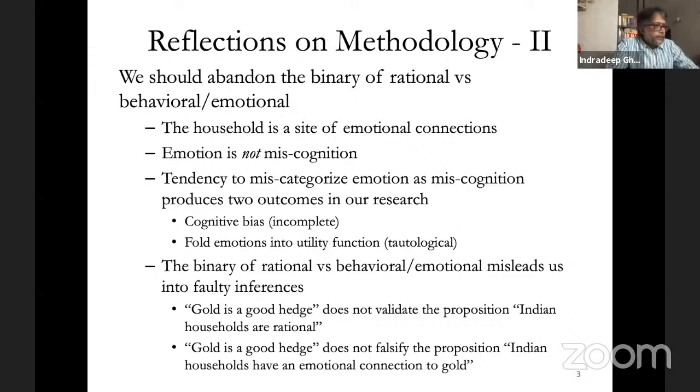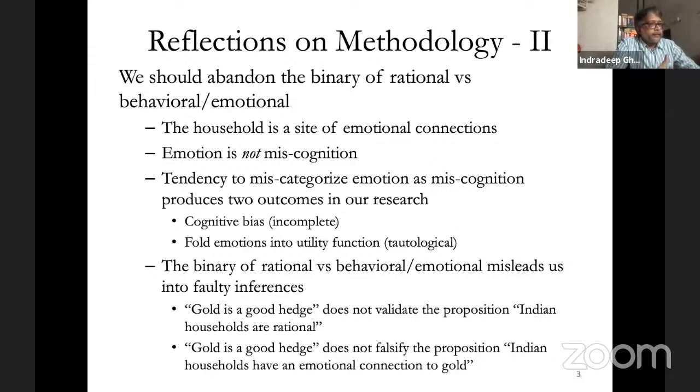Thinking in terms of binaries also sometimes leads us to make inferences that may be premature and therefore invalid. For example, the empirical finding that gold is a good hedge for stocks or inflation does not validate the proposition that Indian households make rational decisions with regard to gold. If I'm observing X making choices and I'm able to rationalize X's choices, that does not mean that X is actually choosing rationally. I think it gets us one step closer to validating the proposition that the choice is rational, but there's still some inferential distance to be covered.